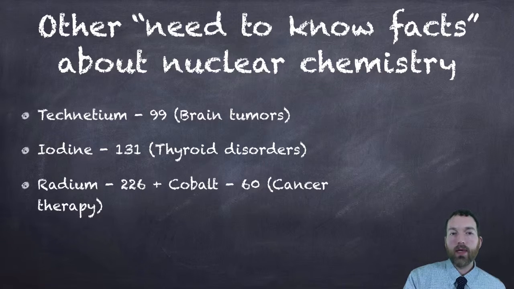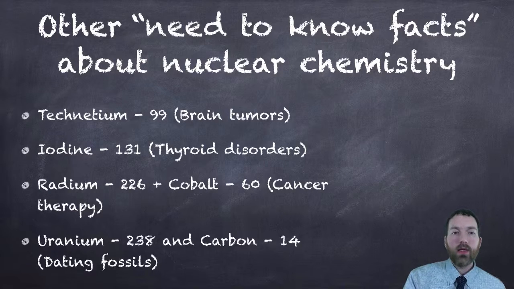Next, we have radium-226 and cobalt-60. These are your general standard use cancer therapy drugs for things like radiation treatment. And then we have two more, uranium-238 and carbon-14. These are used for dating fossils or ancient artifacts.